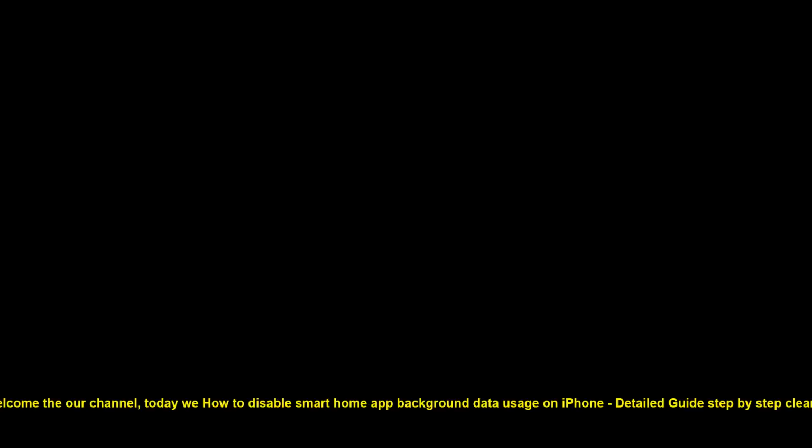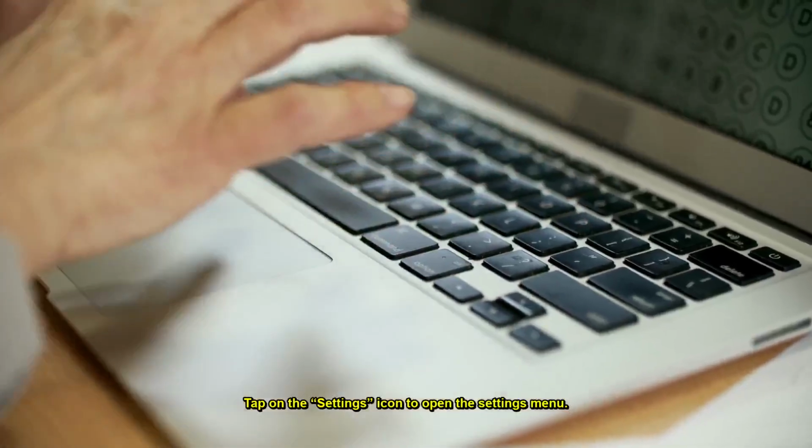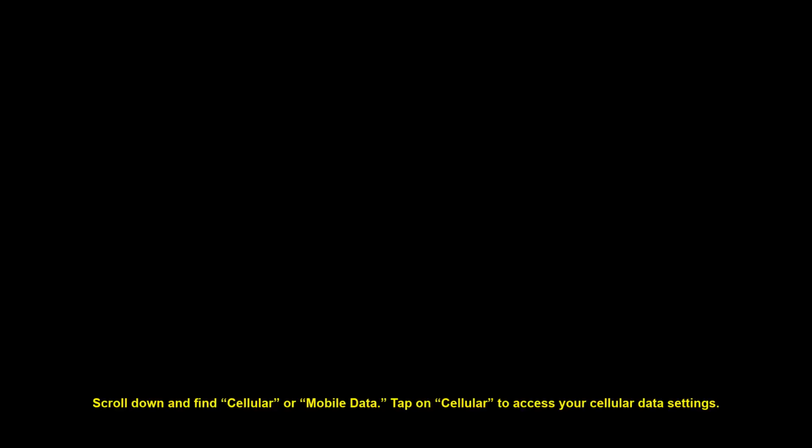Today we will show how to disable smart home app background data usage on iPhone, a detailed guide step by step clearly. Open your iPhone and locate the Settings app. Tap on the Settings icon to open the Settings menu. Scroll down and find Cellular or Mobile Data. Tap on Cellular to access your cellular data settings.